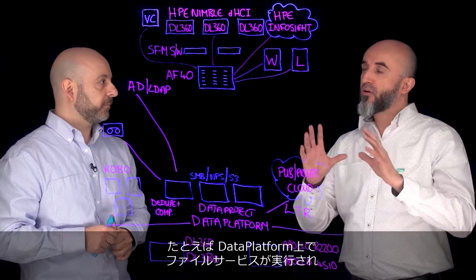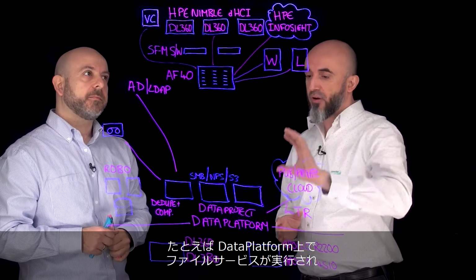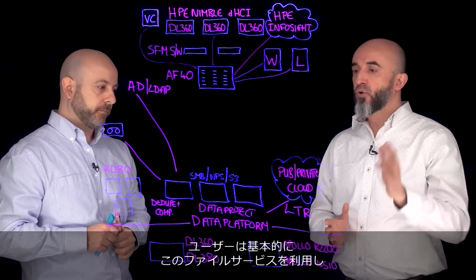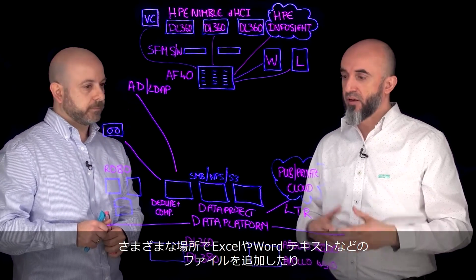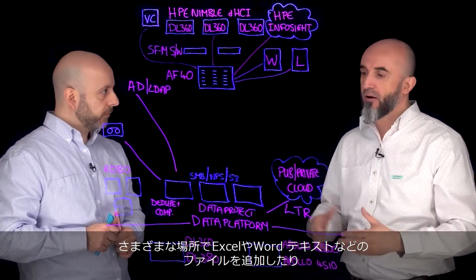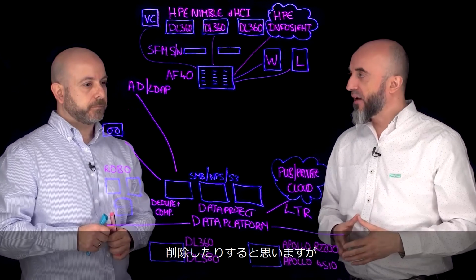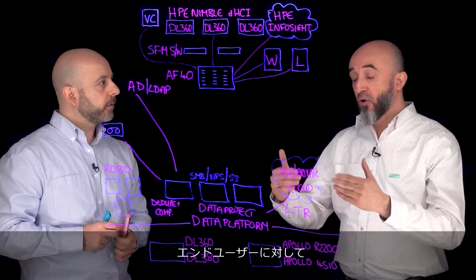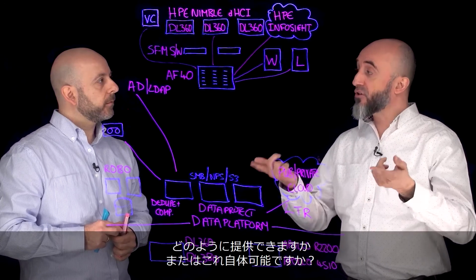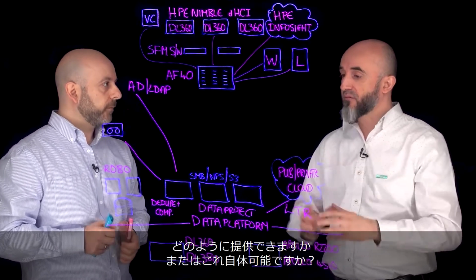So now let's say we've got file services running on Data Platform. Shares are there, AD integrated, great. Now users are obviously using that file services. They're adding files like Excel, Word, text, whatever they are, and the user might delete a file here and there. Can we give end users the ability to restore their own files, like a Windows previous version and things like that?